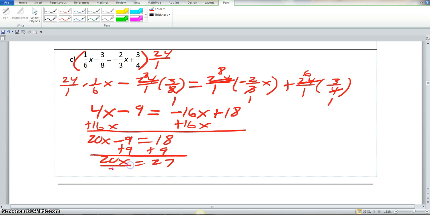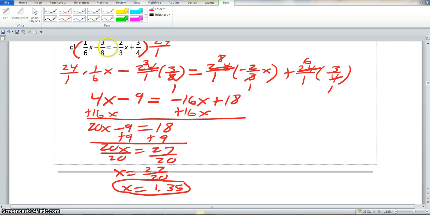Now we divide each side by 20. And we will have x is equal to 27 over 20. Now, when you put this in your calculator, this will give you a final answer of x is equal to 1.35. Now, you can leave this either way, because we started out with fractions. You can leave this as a decimal or you can leave this as a fraction.